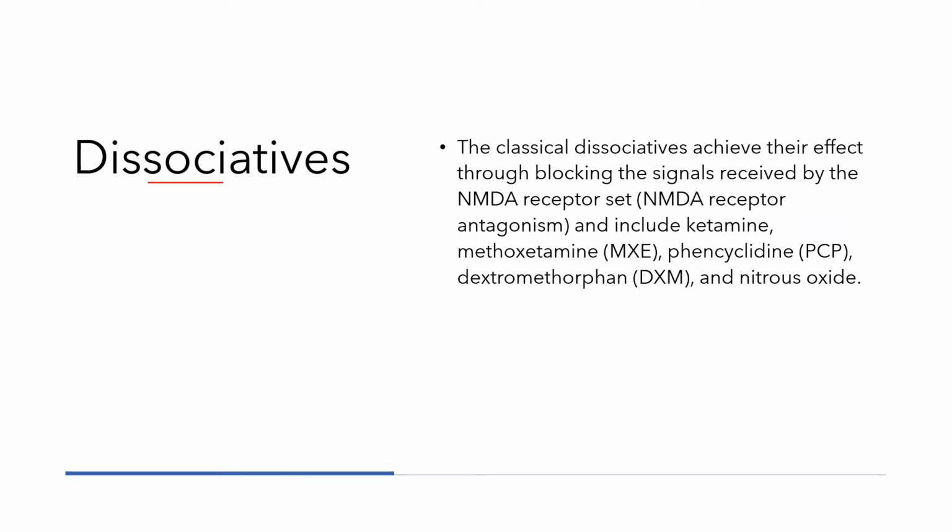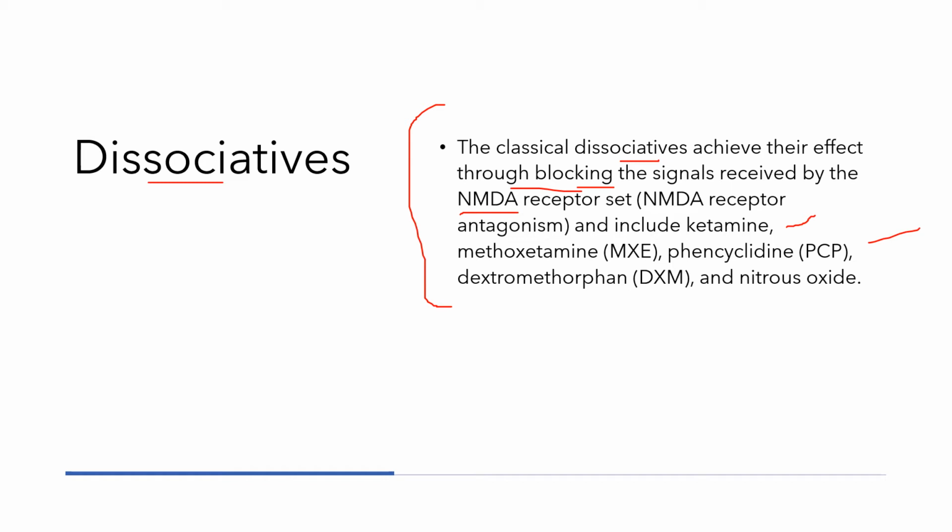More on dissociatives. Why does it happen? What is the biology in the brain? The classical dissociatives are drugs that achieve this by blocking the signals received by the NMDA receptor. This is the N-methyl D-aspartate receptor in the body. These receptors have been blocked. And what are the common drugs that block this? Drugs like ketamine, methoxetamine, commonly called MXE, phencyclidine, which is another drug that will cause NMDA receptor blockage.